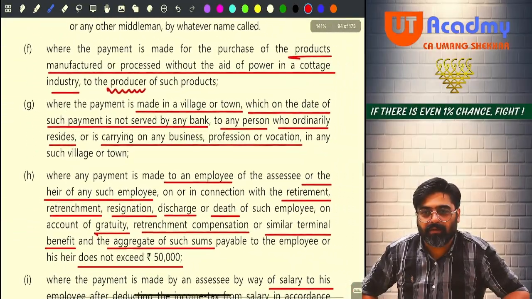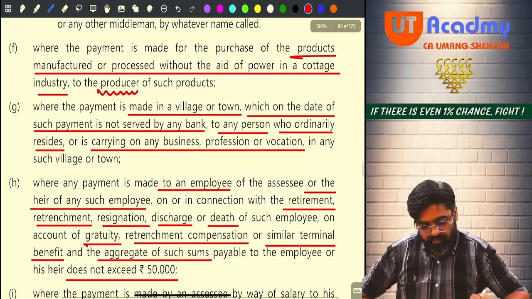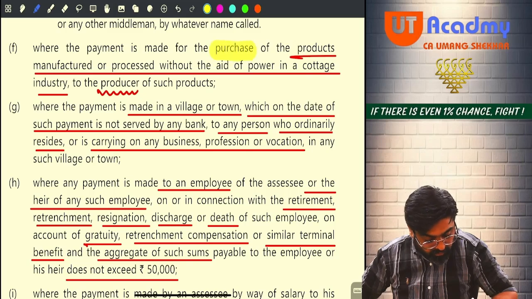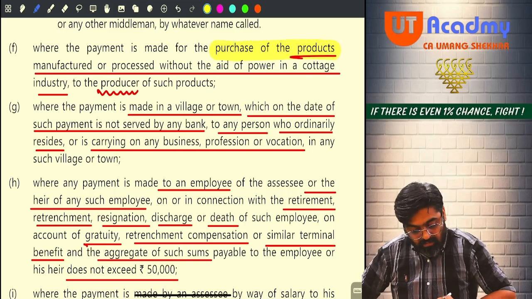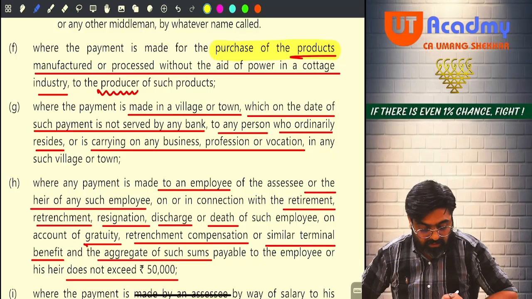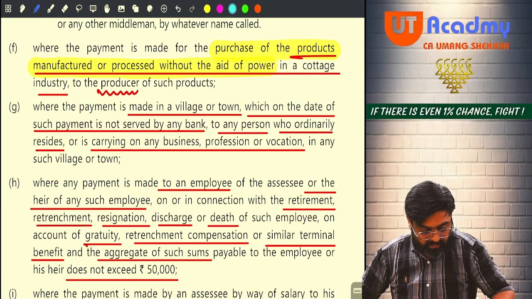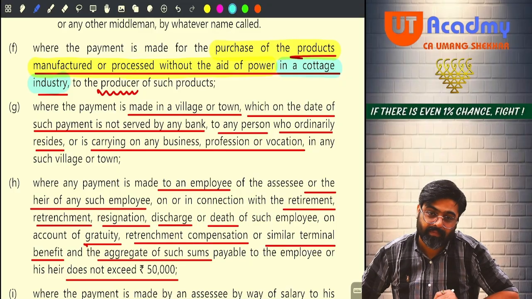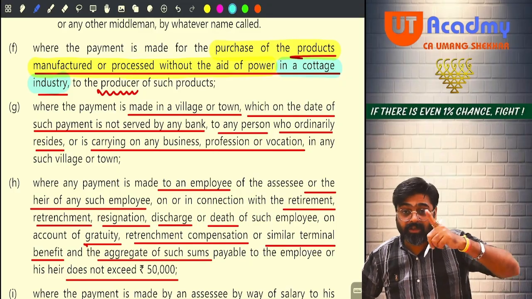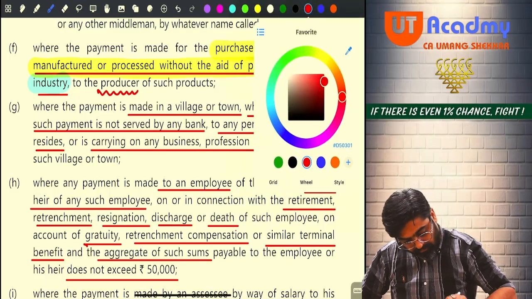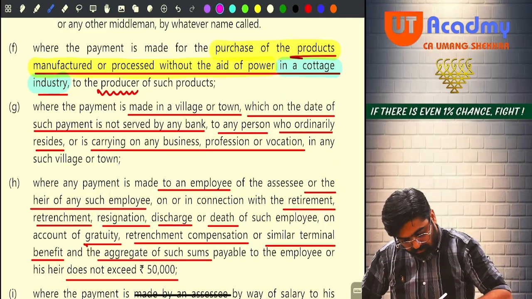See this one. Point number F. Read it. Where the payment is made for purchase of the products manufactured or processed without the aid of power in a cottage industry. And the payment for this purchase of product should be made to its producer.